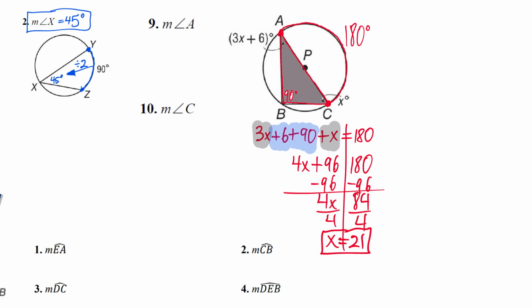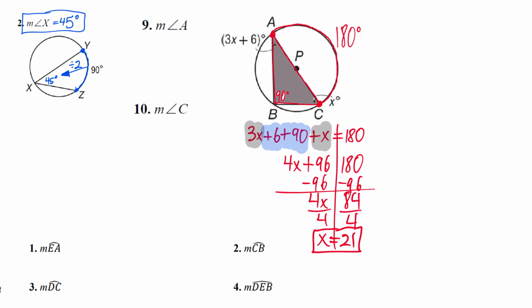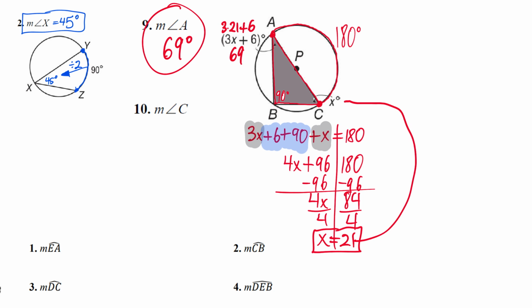On your quiz, that's all you're going to have to do, it just tells you to find the value of x. But here, it's asking us to do more than that, because it wants to know how big angle A actually is. So I've got to take that 21 and plug it in here. What's 3 times 21 plus 6? 69. So angle A is 69. And for angle C, if I plug in 21 for x, how big is angle C? It's just 21.